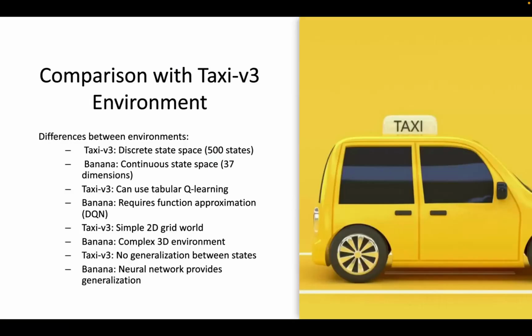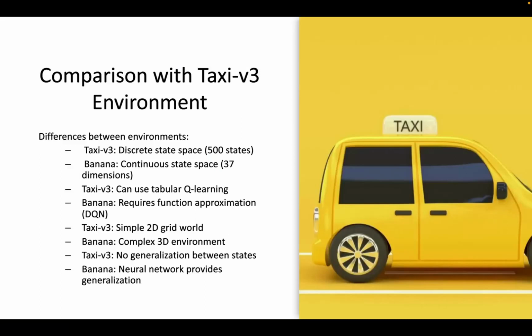Previously, we have done a program where we used the Taxi v3 environment. So it's instructive to compare the banana environment to the simpler Taxi v3 environment. The key differences are the Taxi environment has a discrete state space with only 500 states, while the banana has a continuous state space with 37 dimensions.